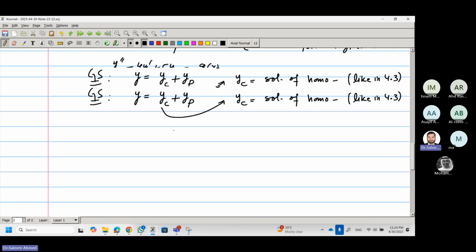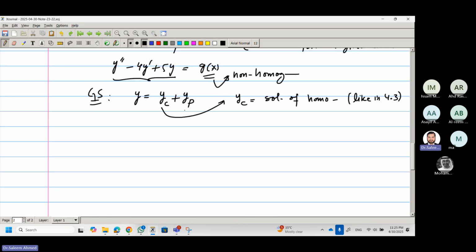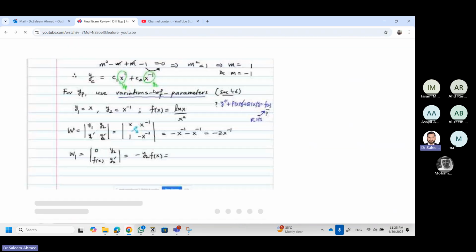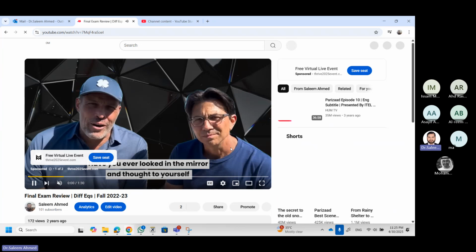Then yp is the solution from section 4.4 and 4.6. So the 4.4 and 4.6 methods are given to find yp. If you go to that video, I told you in detail.